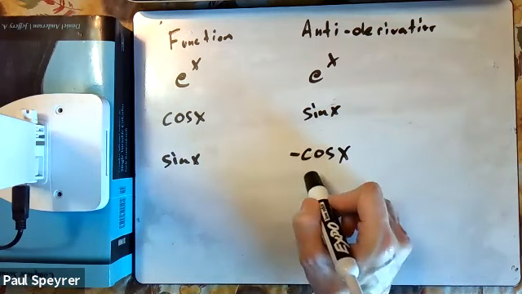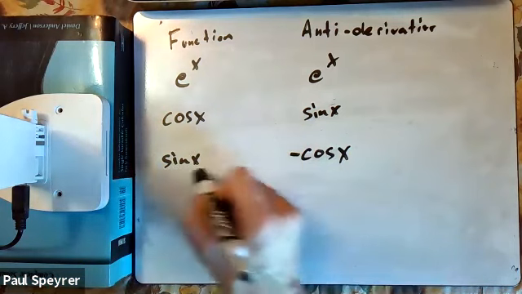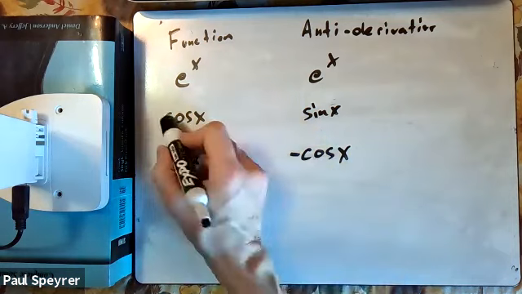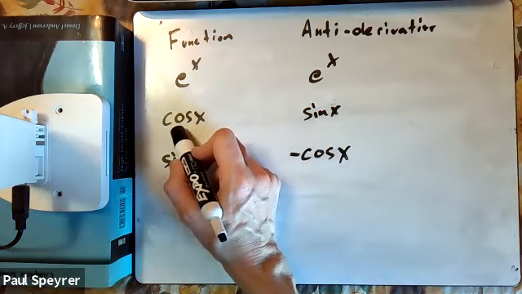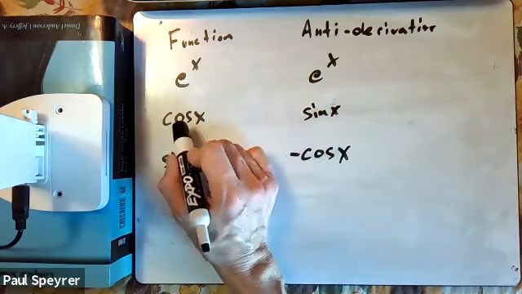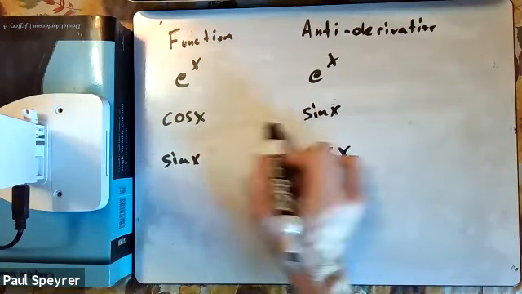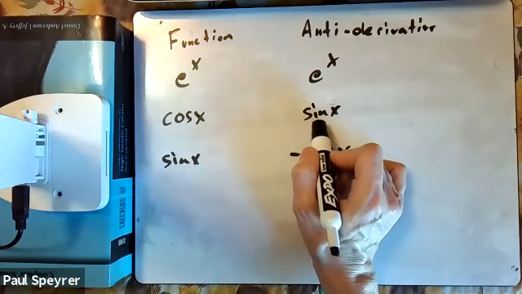It's a negative sine of x, which gets you back to a positive sine of x. Be very careful with this one right here, all right? Because a lot of people confuse these two. They say, oh, if my function's cosine of x, the antiderivative is negative sine of x. No, the derivative of cosine of x is negative sine of x. The antiderivative of cosine of x is positive sine of x.